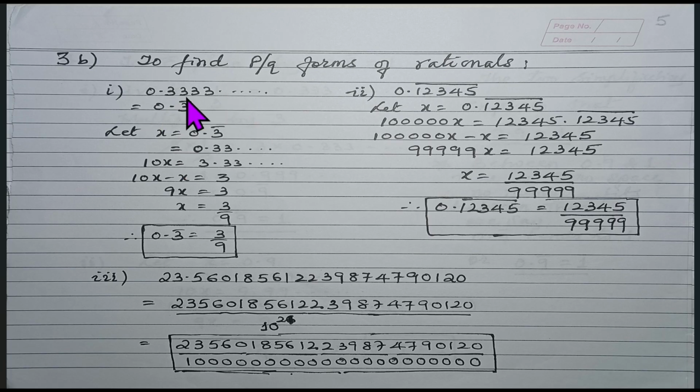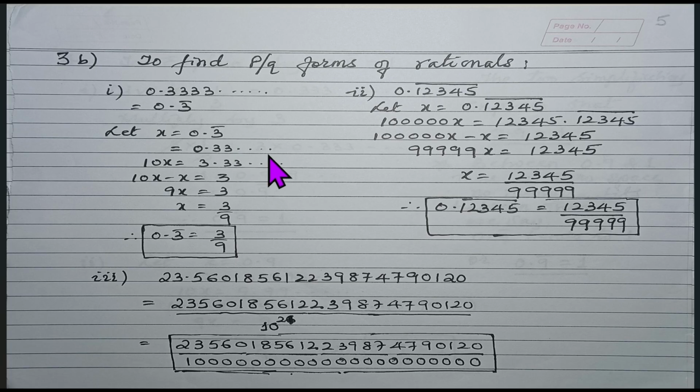Now to convert this into p by q form, let us assume that x is equal to 0.3 bar, or x is equal to 0.333. Now bring this 3 to the left, make it the integer part. To do that, I have to multiply by 10 on both sides. When I multiply by 10, I get 10x, and this becomes 3.33 and so on, unending. Now subtract x from 10x. That means you have to subtract 0.33 from 3.33.